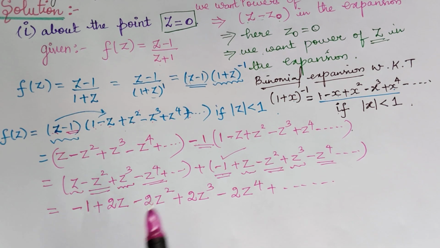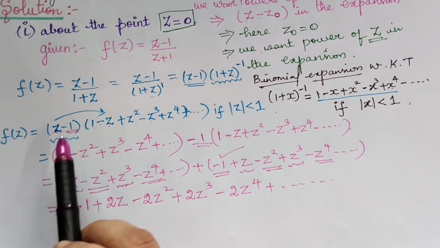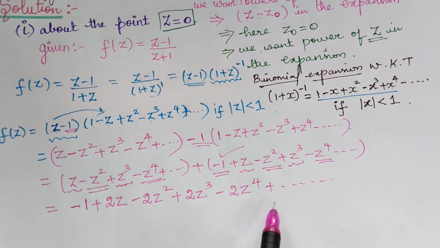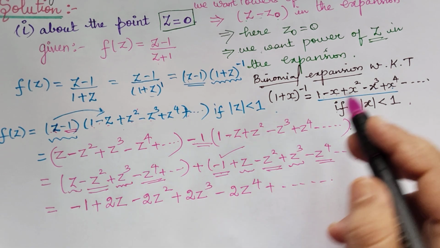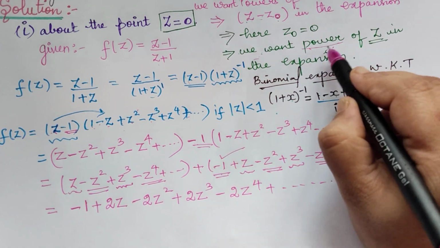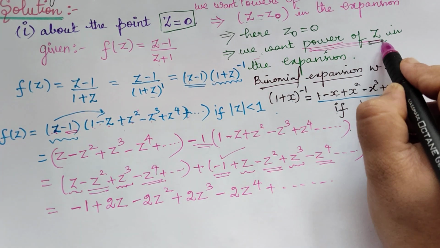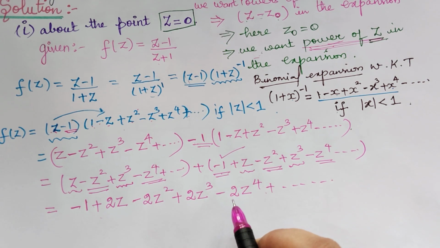So we have obtained the Taylor series of the function f of z given in our problem. So this gives us the Taylor series, which is in the powers of z. If you see, we want the expansion, that is the power expansion in the powers of z. That is what we have obtained. Therefore, this is the required Taylor series.